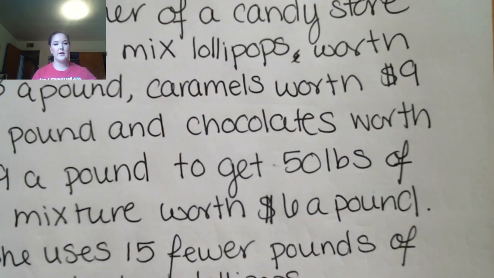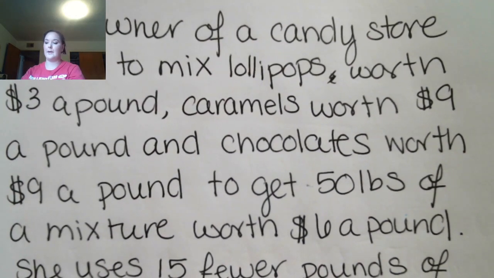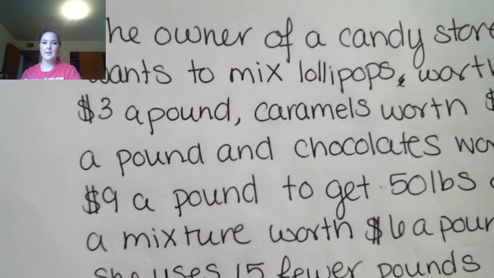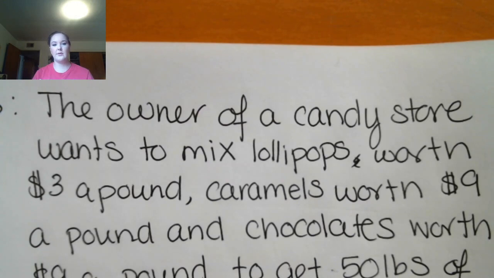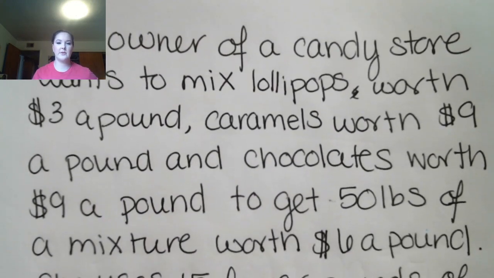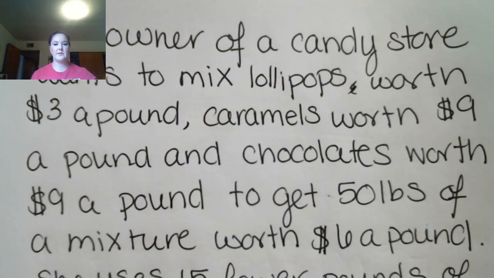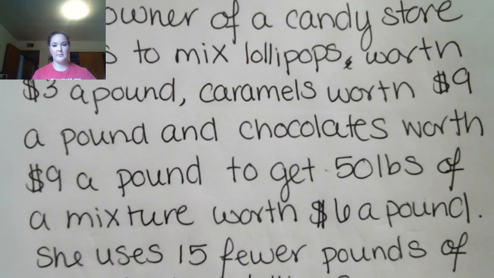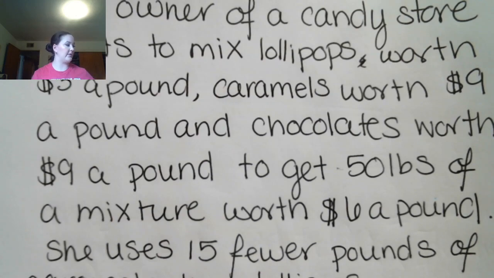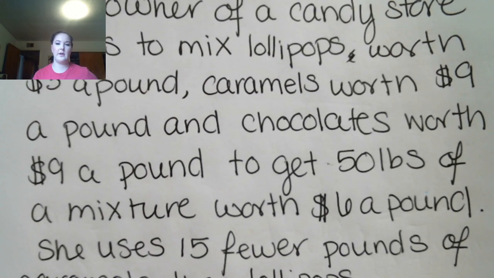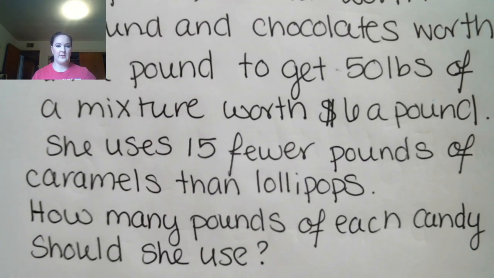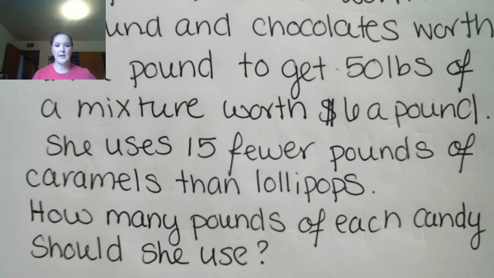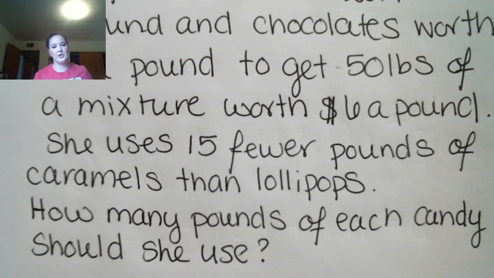All right, let's look at our next word problem. It says, the owner of a candy store wants to mix lollipops worth $3 a pound, caramels worth $9 a pound, and chocolates worth $9 a pound to get 50 pounds of a mixture worth $6 a pound. A lot of information in there. She uses 15 fewer pounds of caramels than lollipops. How many pounds of each kind of candy should she use?